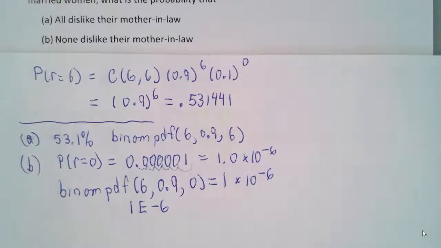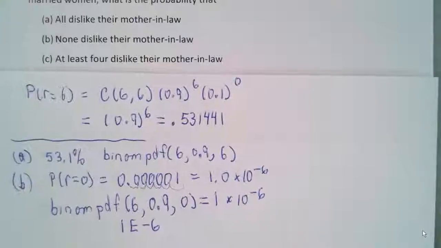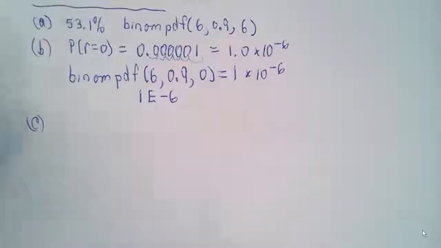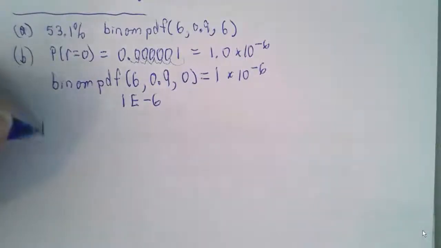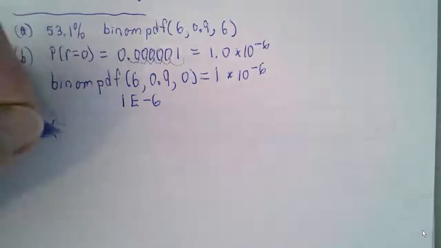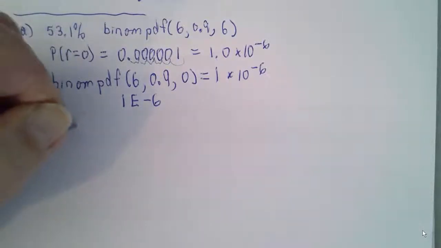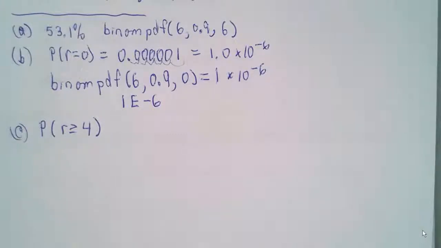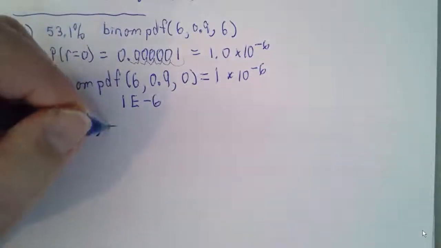Okay, let's look at the third part of the question. At least 4 dislike their mother-in-law. So now we're asking this question: what is the probability that at least 4, that would mean 4 or more, dislike their mother-in-law? Now, I have multiple ways of doing this.